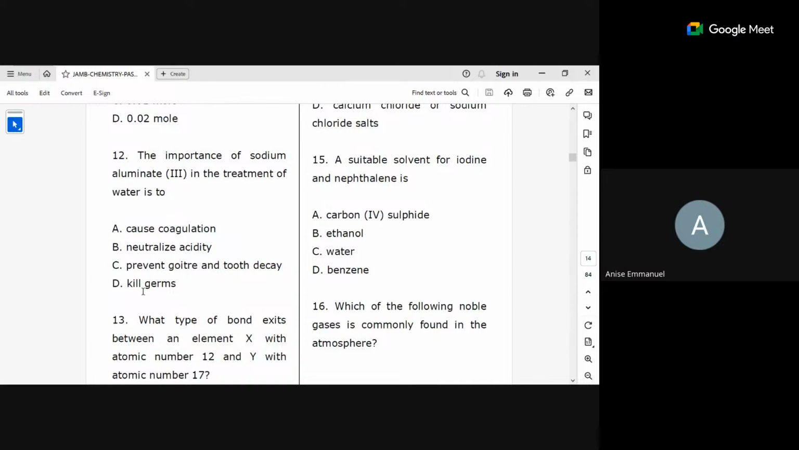But for chlorine, chlorine will kill the germs. These are the two things about them. Chlorine will do what? It will kill the germs. It's not that alum will coagulate, and you can see it causes coagulation. It's not neutralizing acidity. It's not going to prevent goiter and tooth decay. No, it's for preventing germs in the water here. So alum is going to do what? It's going to coagulate.